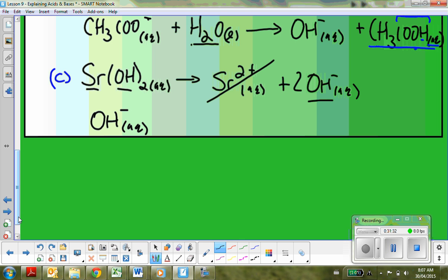And I know already it looks like a base, but because you're asked to prove using the modified theory, you have to do it this way. If I just said to prove that it was a base, you could dissociate it and use that as your proof. But here you're asked to use the modified, so you have to react it with water. So let's do that. I was asked to prove that it's a base.